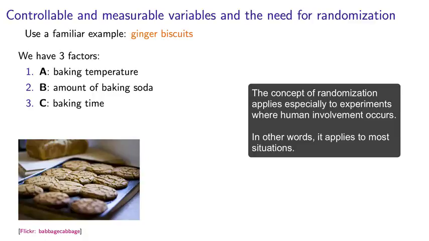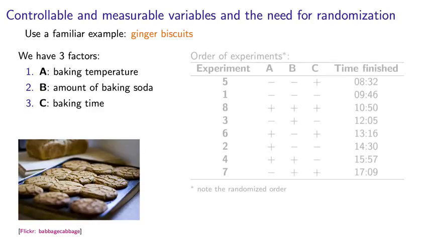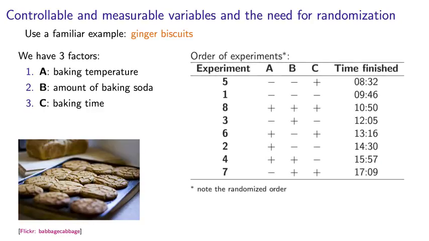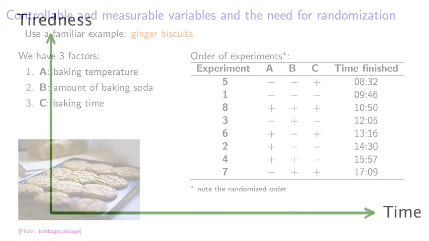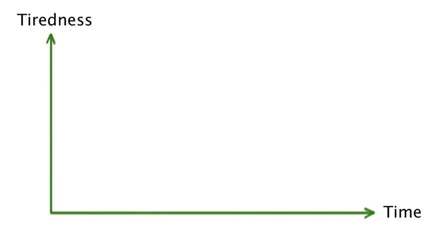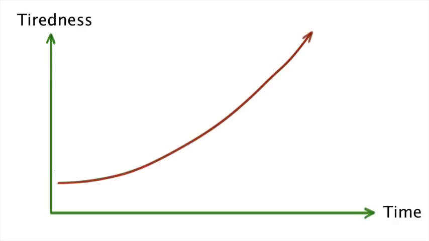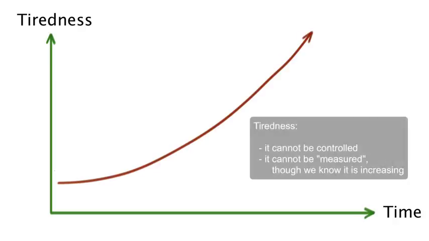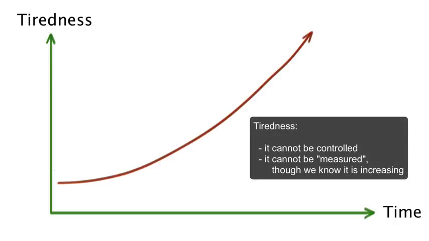Imagine we're baking ginger biscuits, and I'm investigating that with 8 experiments because I have 3 factors. I decide I'm going to do all these experiments in one day, so I start in the morning, and by the end of the day I'm going to be pretty tired. When I mix the ingredients by hand, I may not be doing it so well by the end of the day. Tiredness is something I cannot control in the experiments if I do them all in one go. And I'm also not able to measure my tiredness.